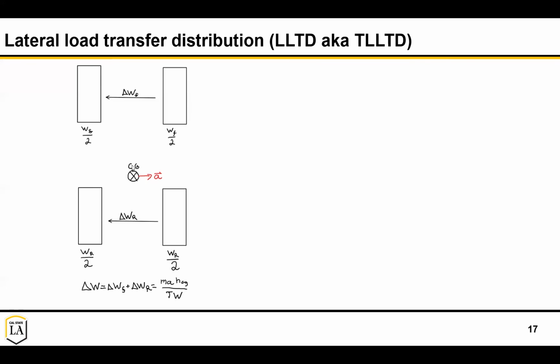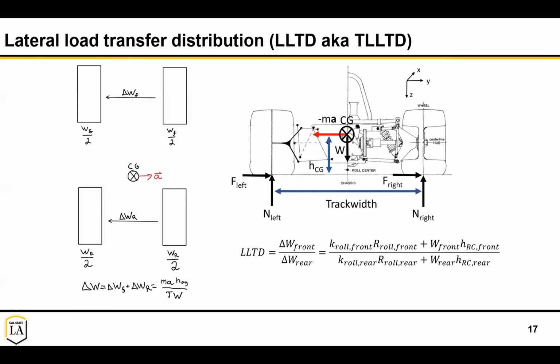It's not like the CG is moving forward and back. And the total of that is this, what we've talked about before, mass times acceleration times height of the CG over the track width. And you want to be able to control how much of this is happening in the front versus the rear. Because as we've talked about before, the more weight transfer you have, the less grip you have. So if you have more weight transfer on the front axle than you do in the rear, you're going to lose more grip on the front relative to the rear. And what that's going to cause you to do is understeer, for example, or do the opposite case vice versa.